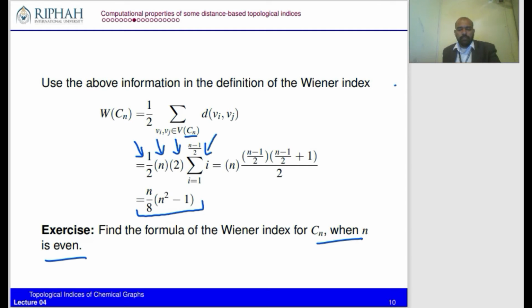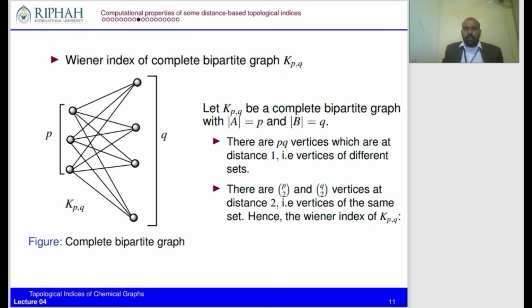So this is the formula for the Wiener index of a cycle graph. Another easy example of the Wiener index is the complete bipartite graph. So first we define the complete bipartite graph.